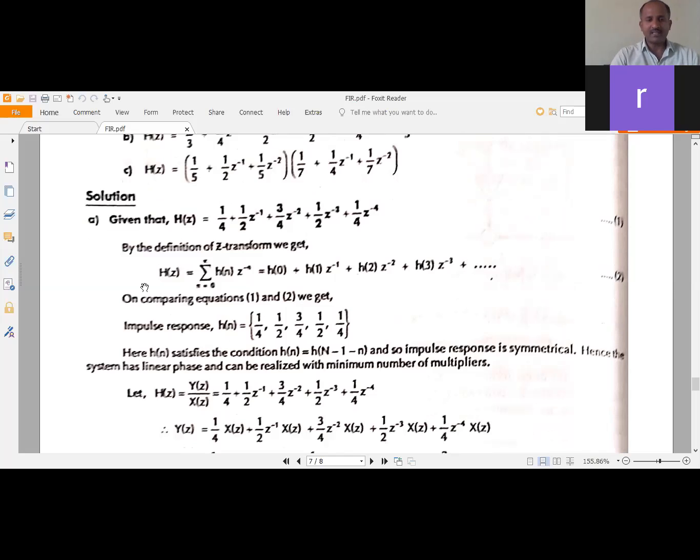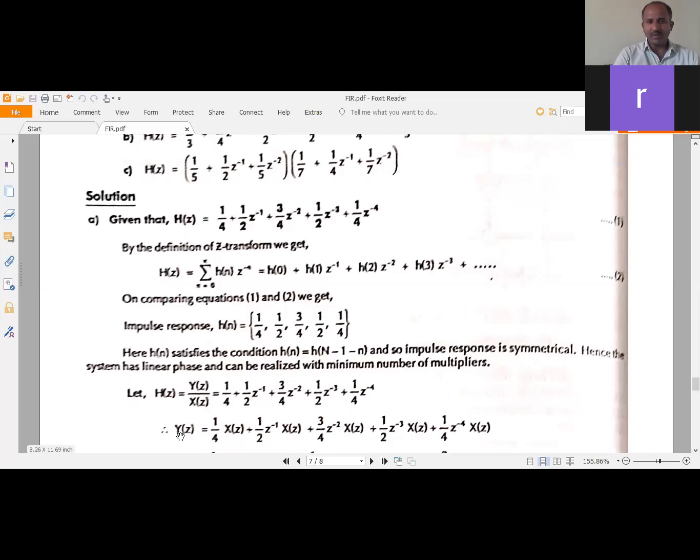Similarly, where the condition of symmetry is satisfied, we can realize this transfer function by using linear phase realization. And you have to compare. So let the given transfer function, which we have taken previously, be h of z equal to y of z by x of z, equal to this equation.